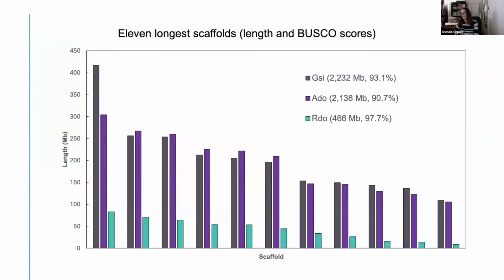So I took the 11 largest scaffolds in the crickets, and I compared those to the 11 largest scaffolds in the grain borer, and looked at the BUSCO scores in sequences from those 11 scaffolds. And these data give me confidence that we have mostly chromosome level scaffolds in these largest scaffolds.